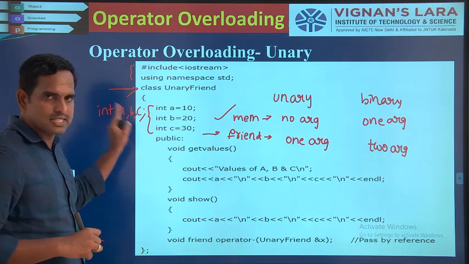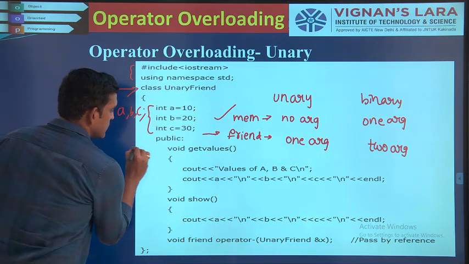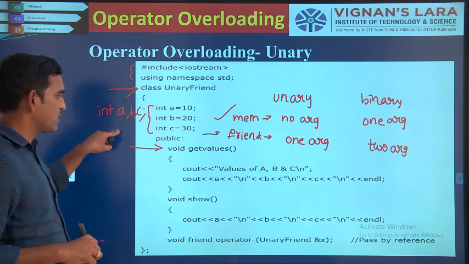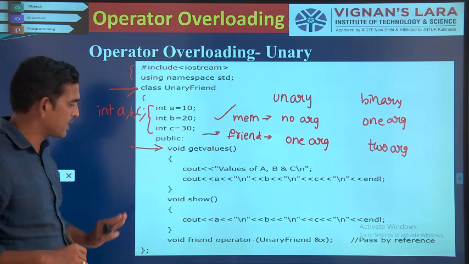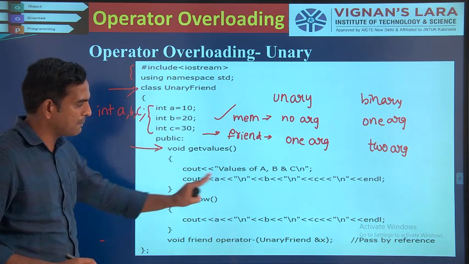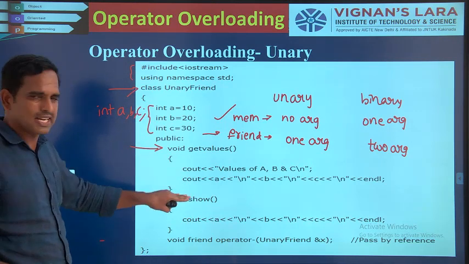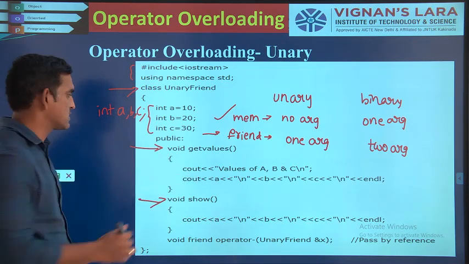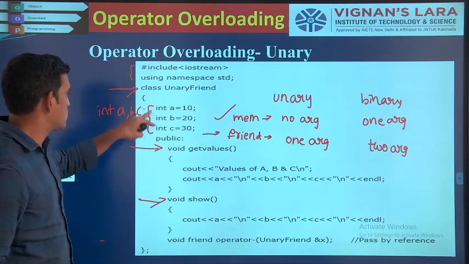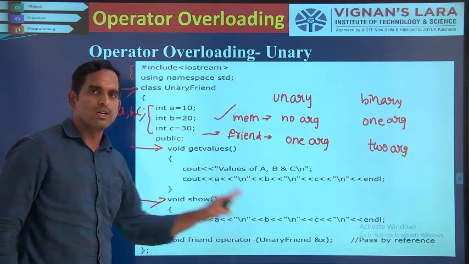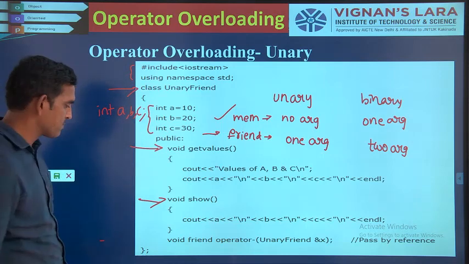You will be having these three values, and you are having separate methods, that is, a get values method to get the values of a, b, c, and a show method to print the values of a, b, c. I think you can understand these two functions. Each and every class can be having these two functions, that is, a get values function to get the input of a, b, c values, and a show function to print the values of a, b, c.